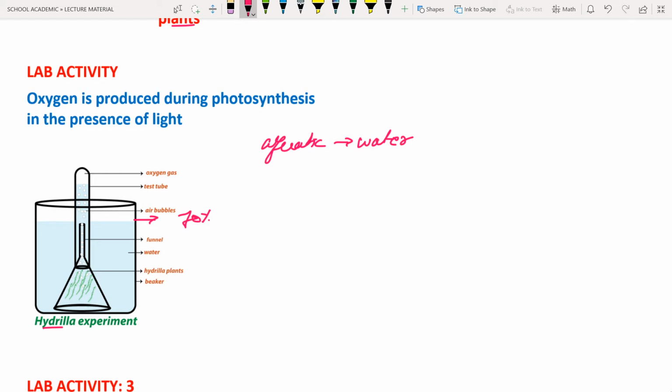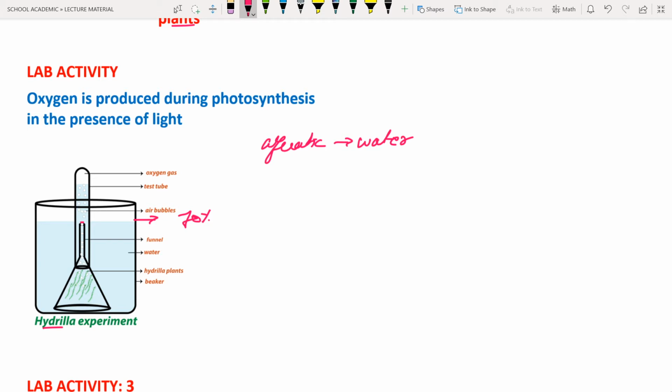Collect a few hydrilla plants, bring them to the laboratory, and place them into the beaker containing water. Above it we have to invert a funnel. What is a funnel? It is a cone-shaped structure with a broader end at the top and a narrow end at the bottom. This funnel is going to hold all the hydrilla plants in one place.